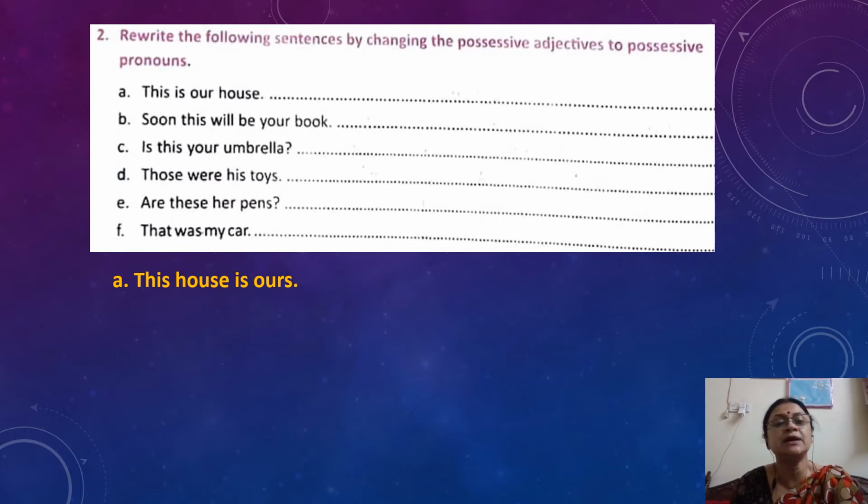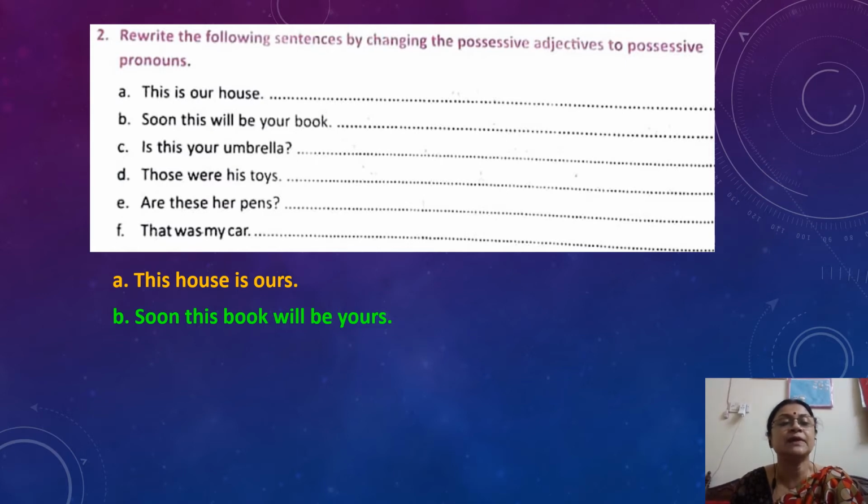Sentence number B. Soon this will be your book. Here the possessive adjective is your book. What will be the sentence if we change it to a possessive pronoun? Let's see. Soon this book will be yours. Here the possessive pronoun is yours.